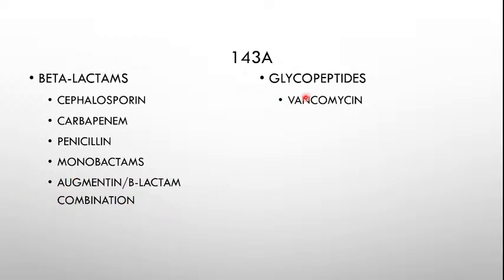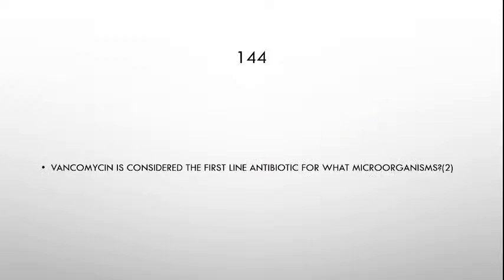Okay? Glycopeptides include your vancomycin. All right? Now, vancomycin is considered as the first line of antibiotic for what microorganisms? These are organisms that are resistant to the rest, and these are given to patients with MRSA and Clostridium difficile. You've heard me say about Clostridium difficile earlier, right? It's an ongoing trend in the United States. A lot of people are opting for fecal transplants.